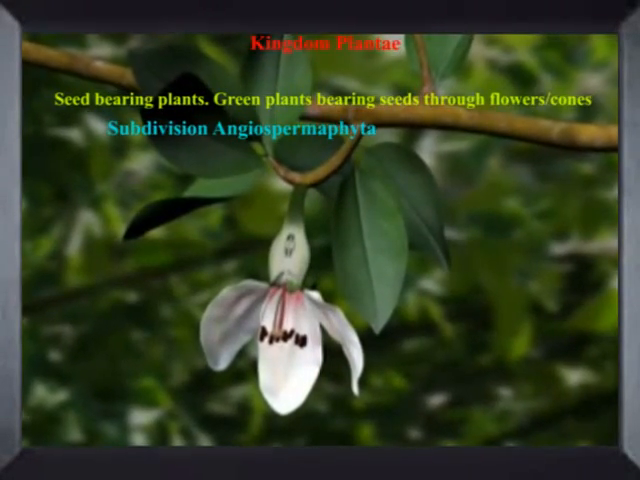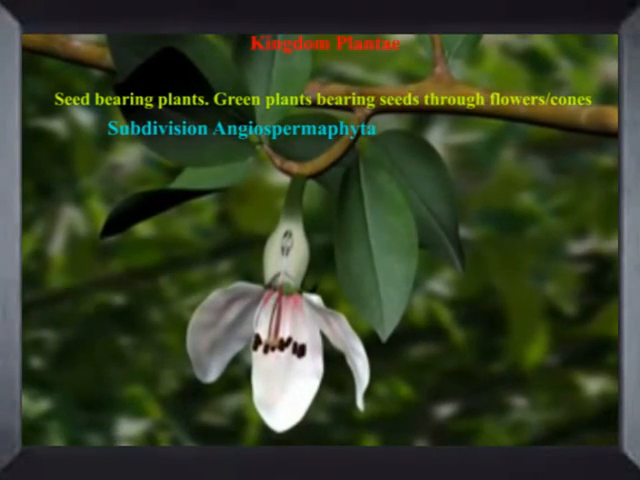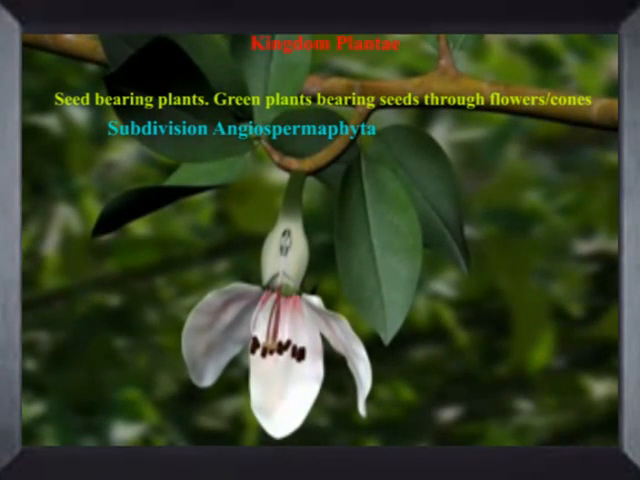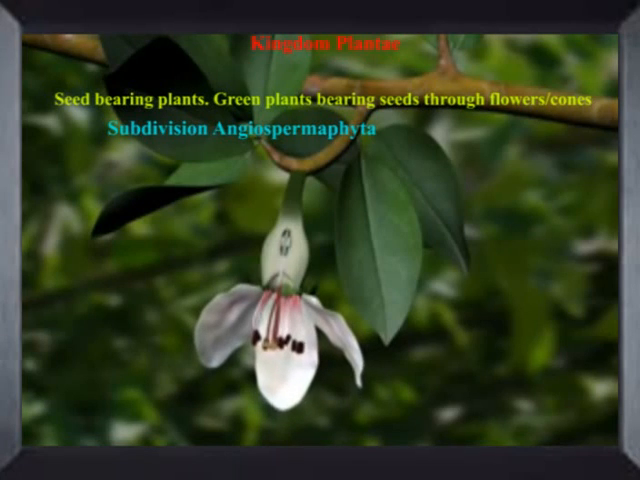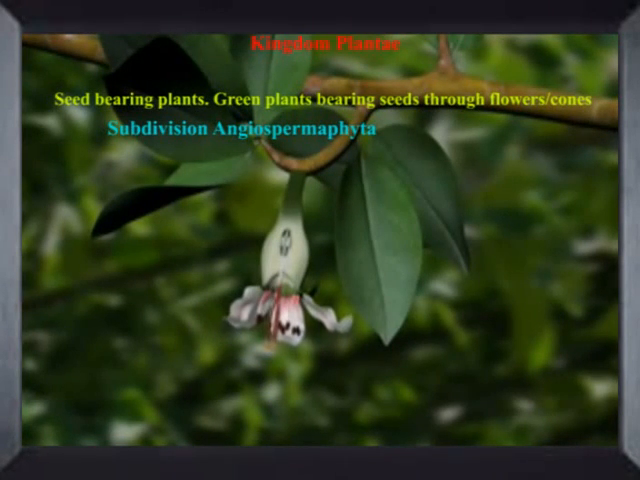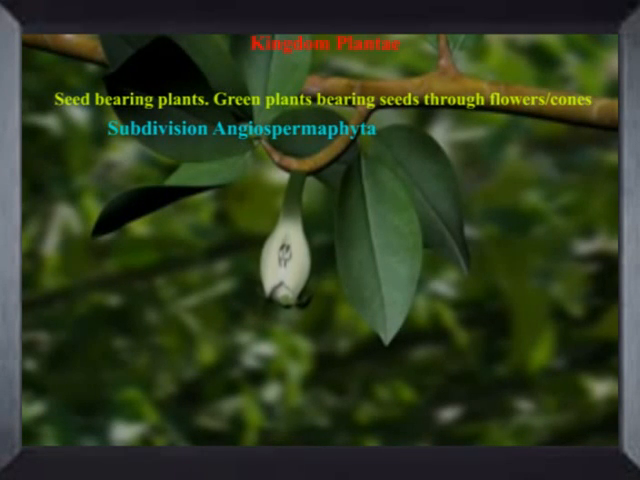The name angiosperms in itself means seeds within a vessel. Angiosperms carry their female gametes or ovules within the ovaries of the flowers. Upon fertilization, flowers wilt and the ovaries become the fleshy fruit.